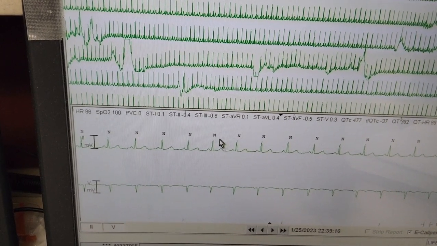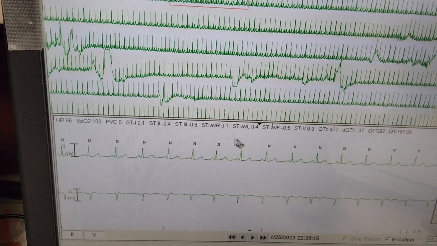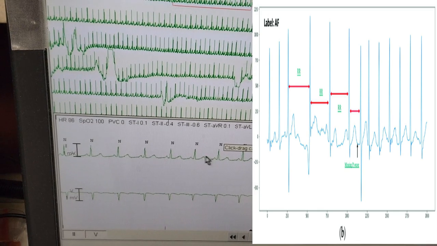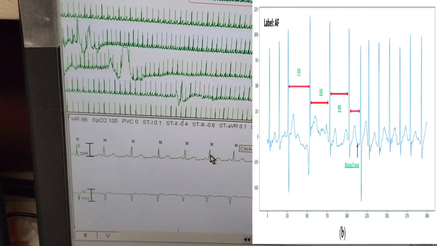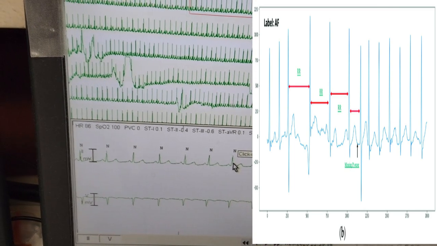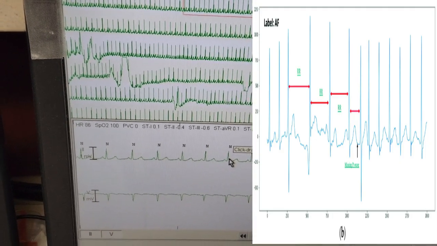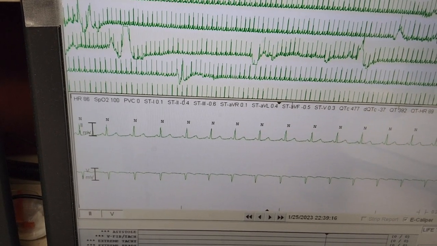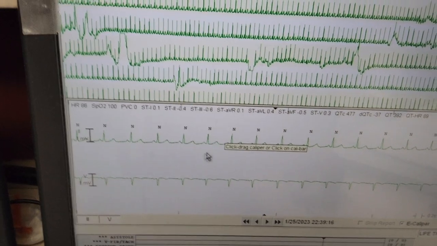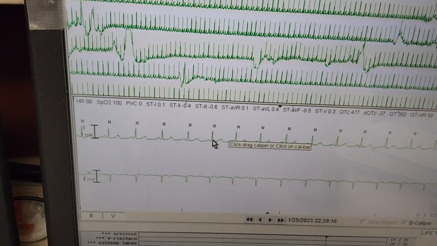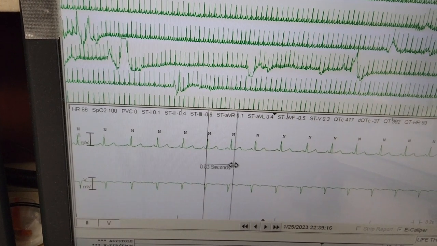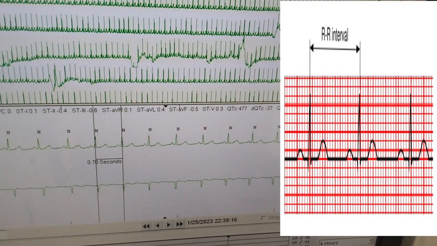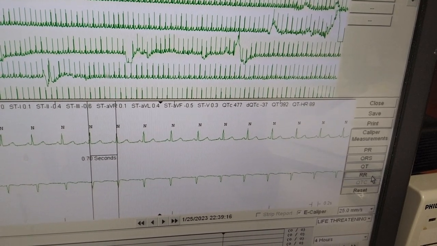But if the distance is so much larger, for instance, if the distance from one R wave to another is 0.70 and from this R wave to this one is 0.80, that is a wide gap. So in that case, the rhythm is not regular. But in this case, the rhythm is fairly regular. So now let's measure our RR interval. From here to here, that is 0.70 seconds. So we just come here and click on our RR.